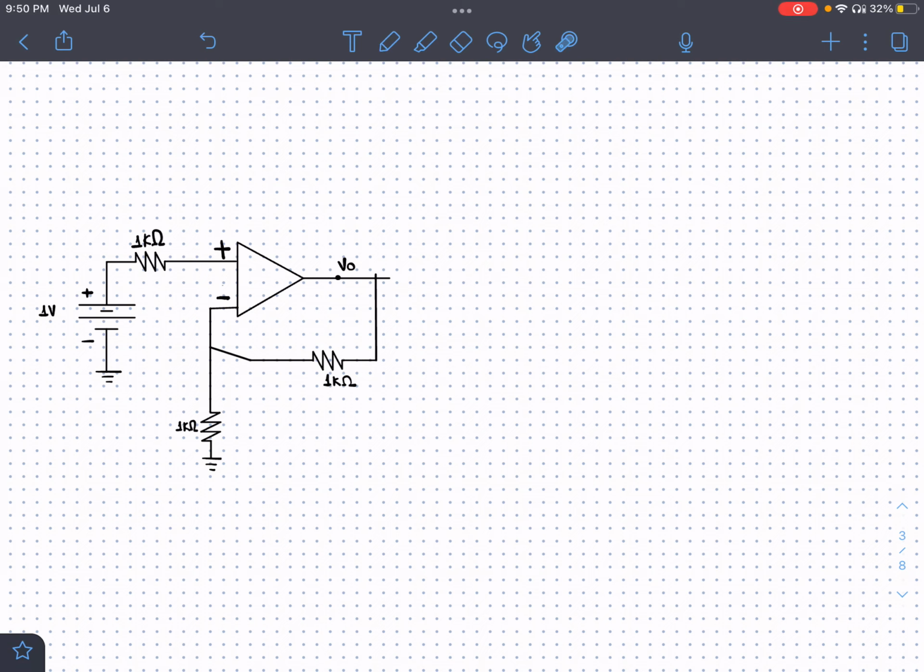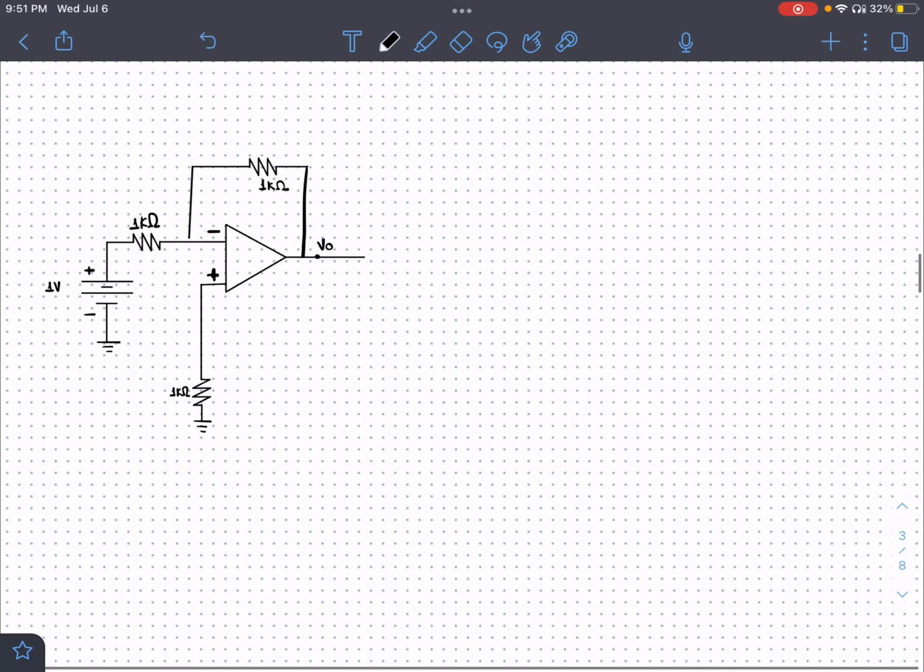If I want to transform this back into an inverting op-amp, I would do exactly the same process the other way around. For inverting op-amps, the voltage source needs to be connected to the negative pin. So the negative pin would be here, the positive pin would be here, and the loop follows the negative pin.